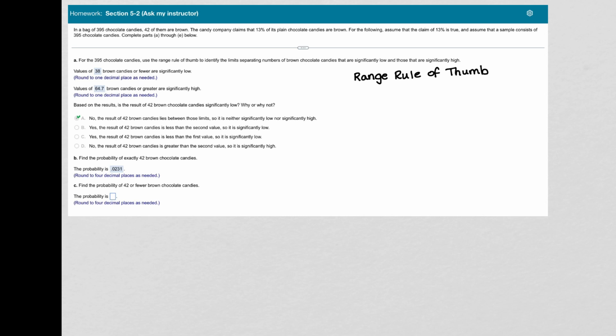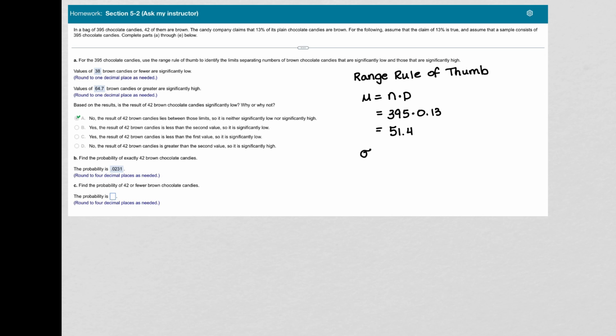Okay, so the mean is the number of trials times the probability of success. And in this problem, that is 395 times the 13%. And we are going to be rounding to one decimal place, so that turns out to be 51.4.